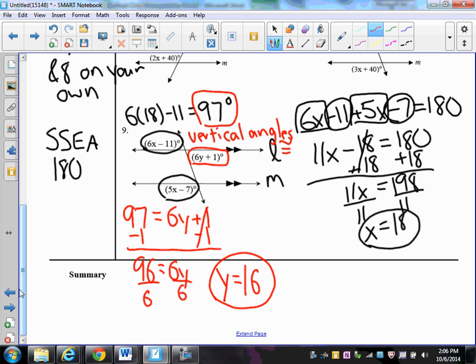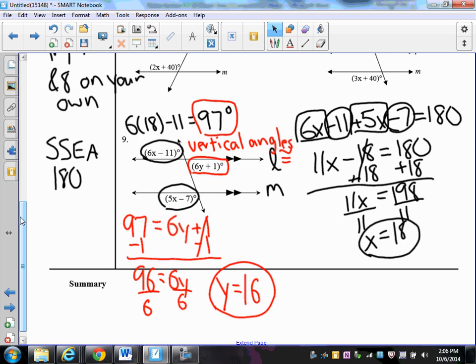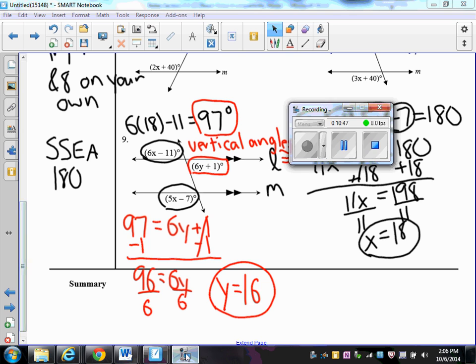This is the hardest one. 7 and 8 are easier than this. Just remember to use your properties, and hopefully that'll make sense. If you have any questions, make sure to ask me, and I'd be happy to help you.